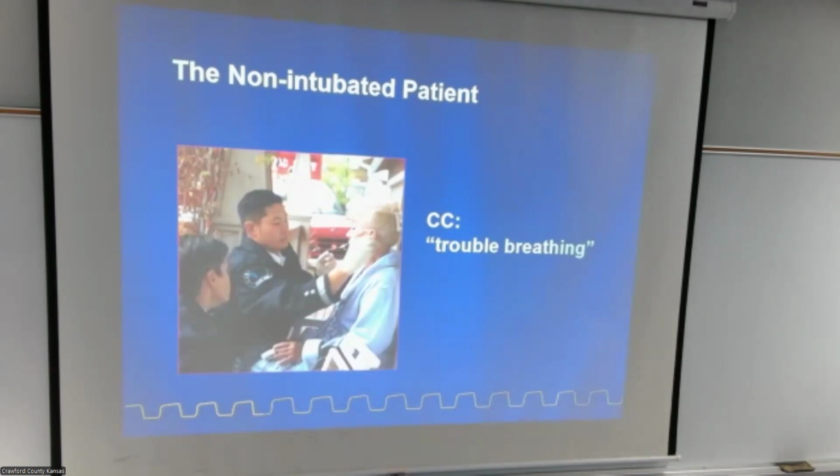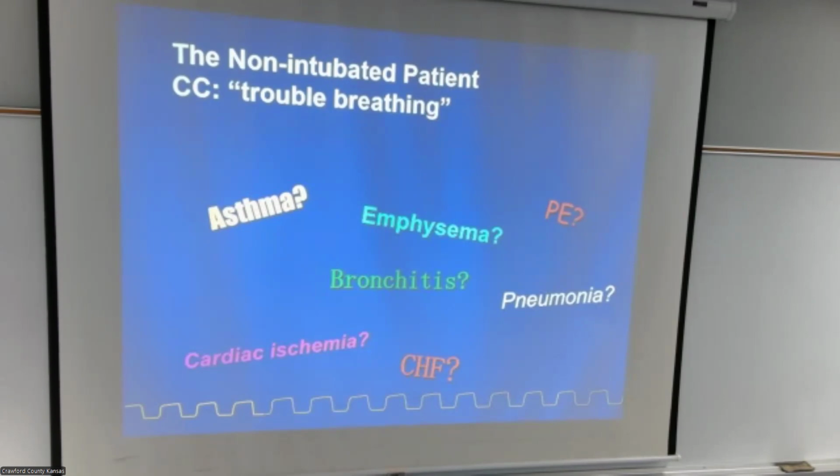So our non-intubated patient. We go to grandma, who has trouble breathing. We do our assessment. We're going to try to find out if she has a history of asthma, emphysema, bronchitis, pneumonia, cardiac ischemia, CHF, pulmonary embolism. What's going on with her?